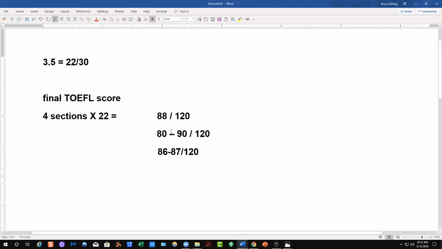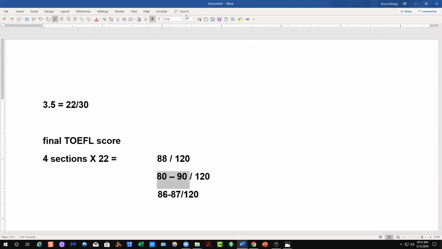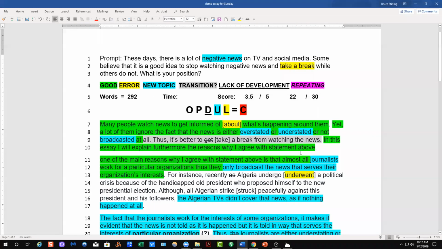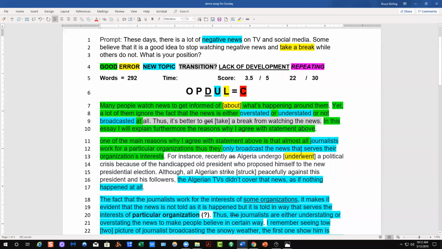So when I say a good day, that means if the student is rested and does a really good job, they're going to go towards 90. If they have a bad day, towards 80. So that's what I would predict, 80 and 90. From the writing score, I can predict TOEFL scores. I'm very good at predicting TOEFL scores.